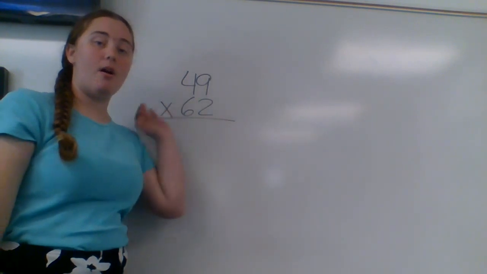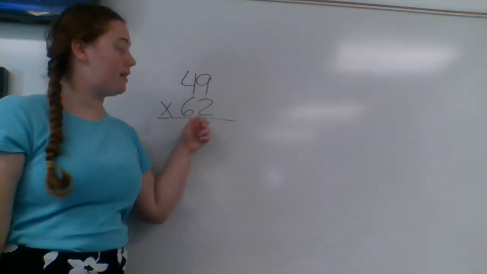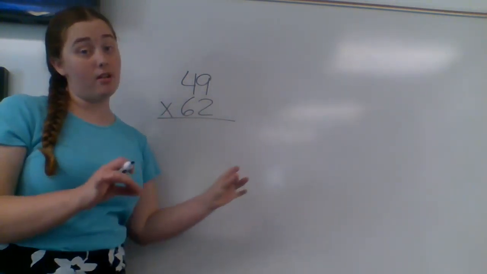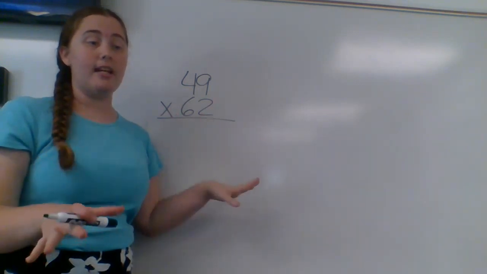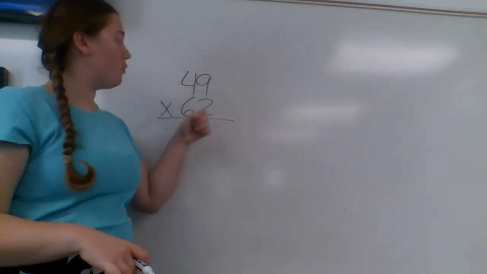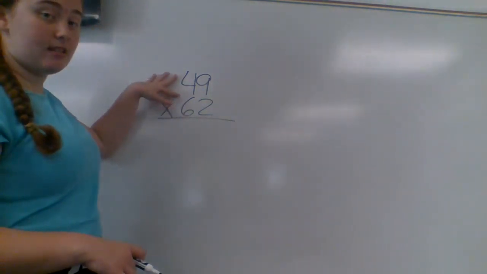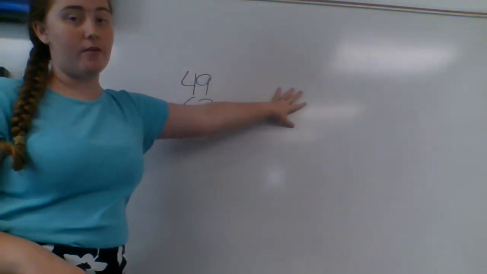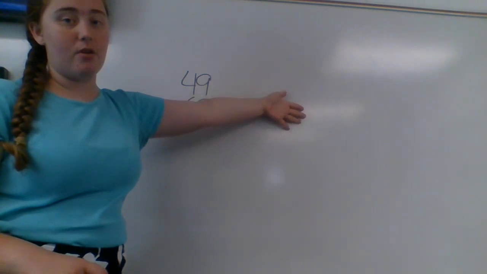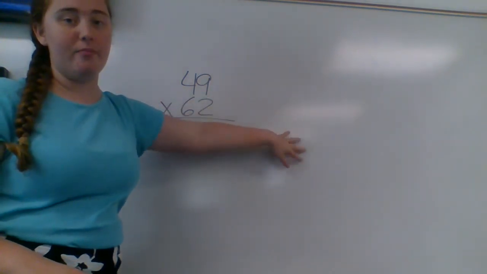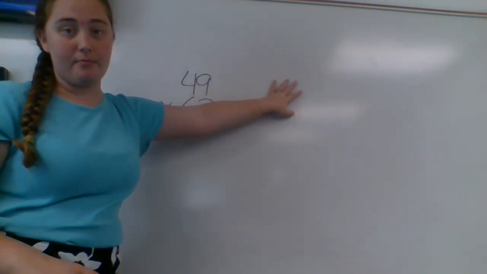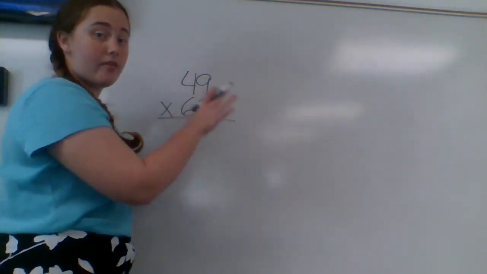Number 3, we are multiplying 49 times 62. Now, before we start with this, I will say they do want us to check our work, which means after we're finished multiplying, we're going to take this 49 and 62 and rewrite it over here, but we're going to flip our numbers over. So it'll be 49 on the bottom and 62 on the top. So let's go ahead and get started with the multiplying.